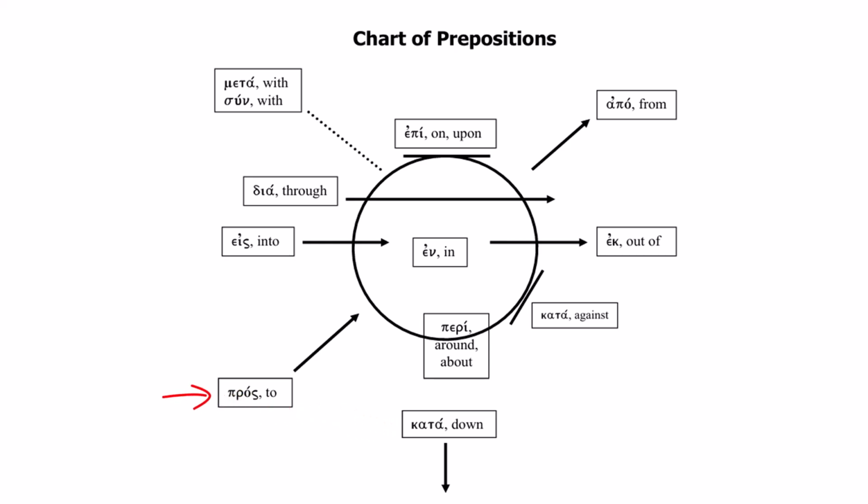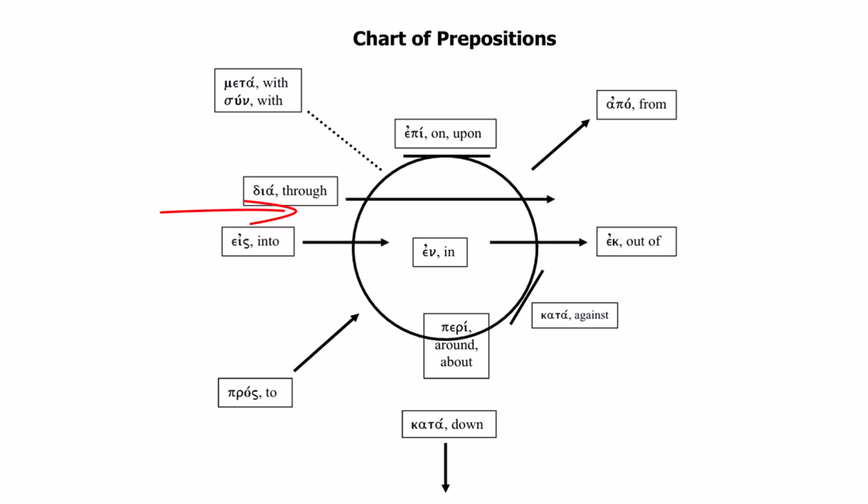And then you have the word pros. Pros means to or toward. As you can see, the arrow is approaching the circle. So that is towards the circle. It's going to the circle. So pros means to. And then you have eis. Eis means into. As you can see there, the arrow is going into the circle.